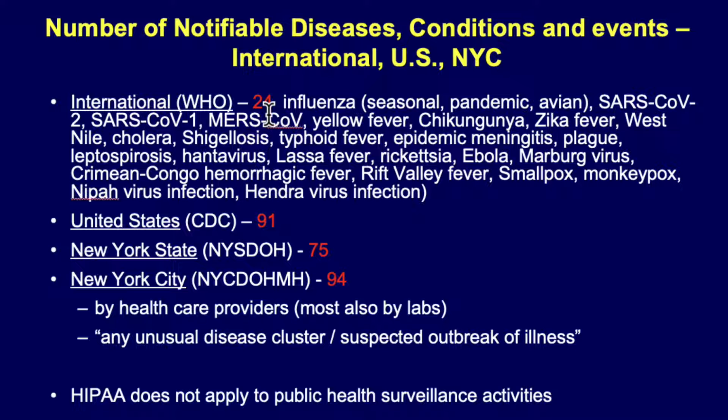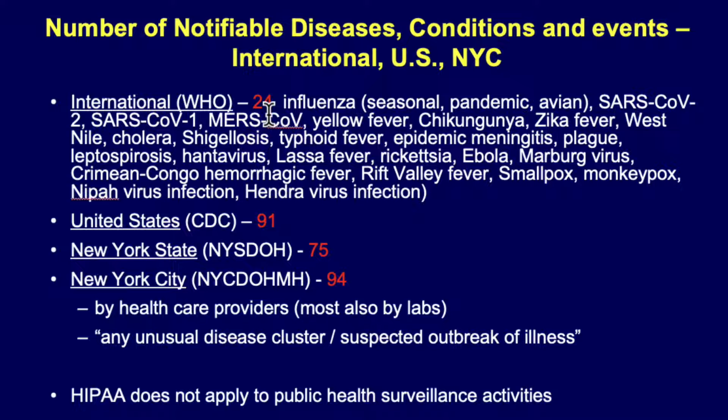In the US, there are about 91 notifiable conditions, which stem from the CSTE recommendations. New York State has 75, and interestingly, New York City has more than New York State. There's 94. This is because as a locality of New York State, New York City must follow all of the state's laws and regulations, but they can choose to regulate and require reporting beyond what the state requires. And so all of these conditions are reportable by healthcare providers, and most are also required to be reported by laboratories.